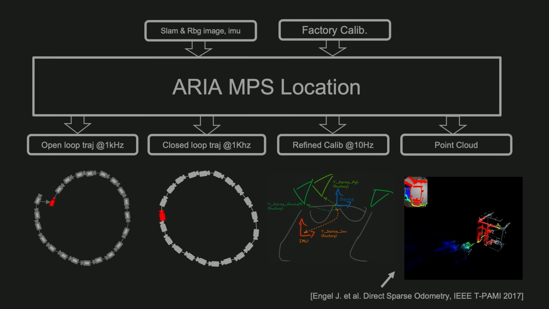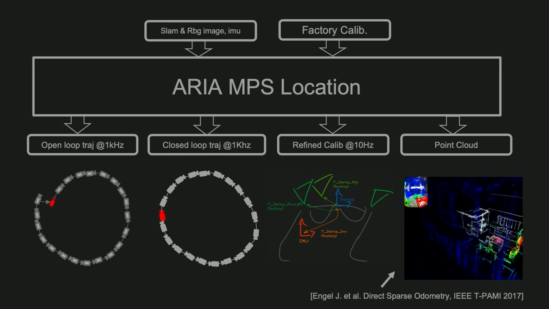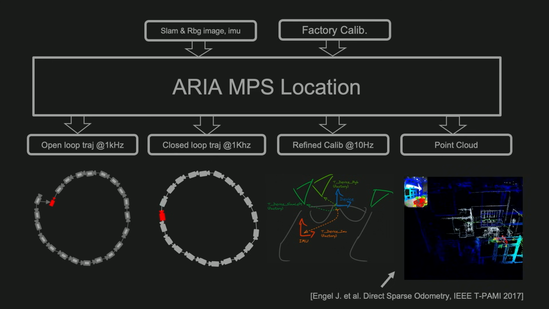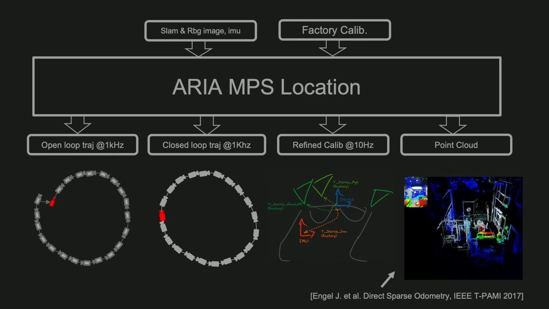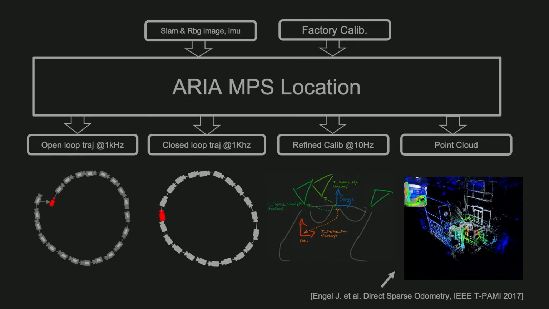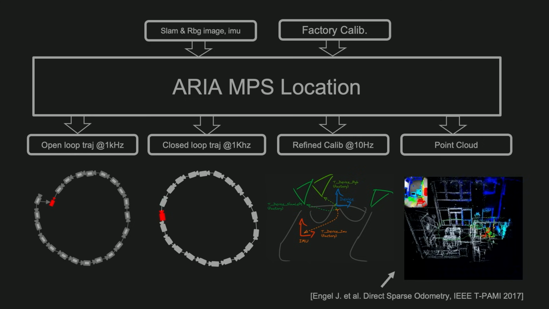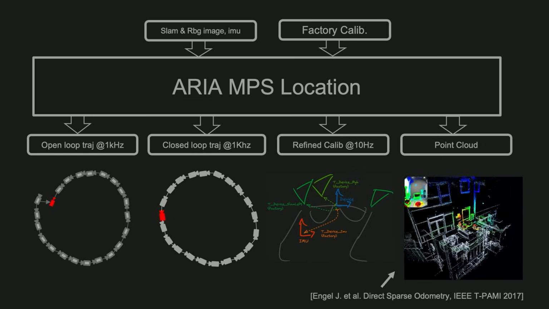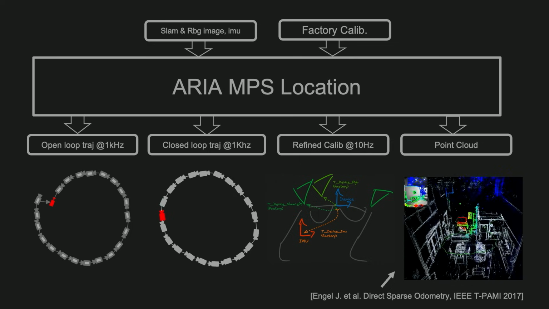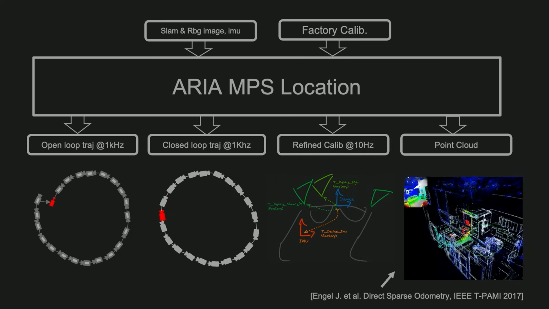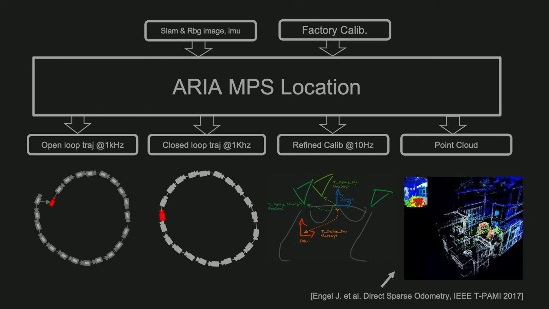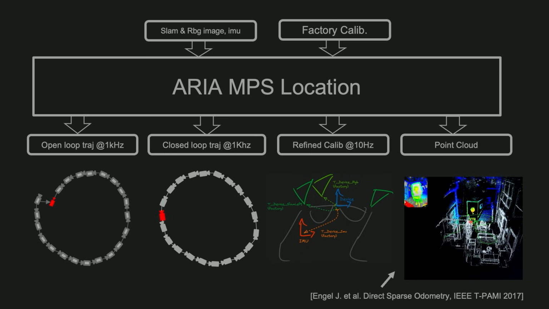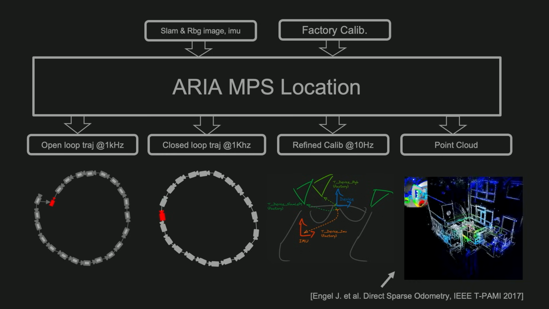On a high level, this service takes the input from the glasses: SLAM, RGB images, and the IMU stream. It also takes as input a factory calibration. Those glasses are calibrated individually in the factory. It returns four things. It returns the open loop trajectory, an automated trace that is computed from the data. It returns a closed loop trajectory, which is the output of a SLAM system in which we do loop closure handling. And it returns a refined calibration. That means we take the factory calibration, refine it, and give you a better calibration out of the service.